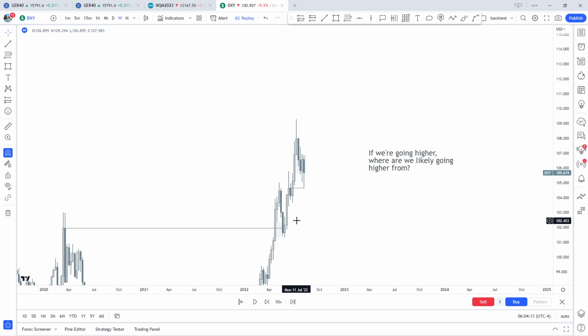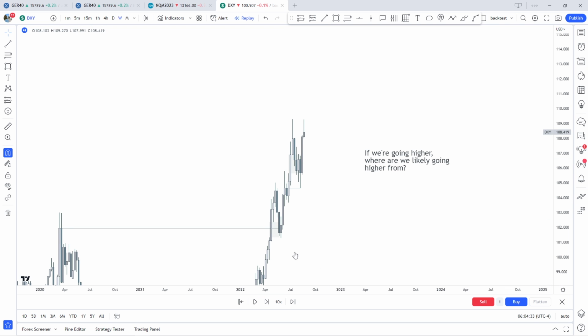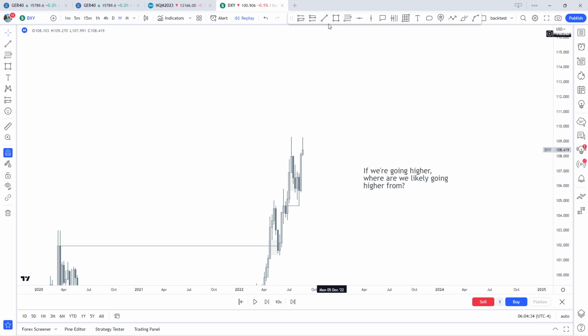Now again, I can hear you say, but we do have this fair value gap right here. If we reach down here, would that invalidate the idea? For me, yes, it would invalidate the idea. I would not want to see price come all the way back down here to then continue higher. All right, we displace away. Perfect. Now, if we are going higher, where are we likely going higher from? This order block right here, and potentially a new fair value gap in the making right here.